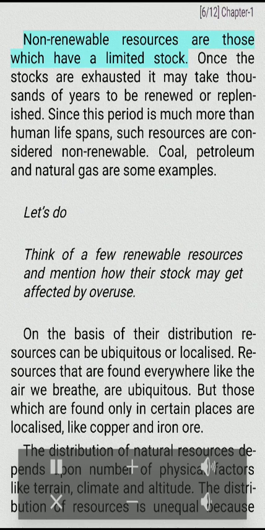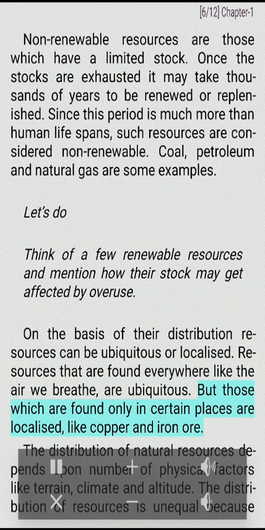Non-renewable resources are those which have a limited stock. Once the stocks are exhausted, it may take thousands of years to be renewed or replenished. Since this period is much more than human lifespans, such resources are considered non-renewable. Coal, petroleum and natural gas are some examples. Let's think of a few renewable resources and mention how their stock may get affected by overuse. On the basis of their distribution, resources can be ubiquitous or localized. Resources that are found everywhere, like the air we breathe, are ubiquitous.